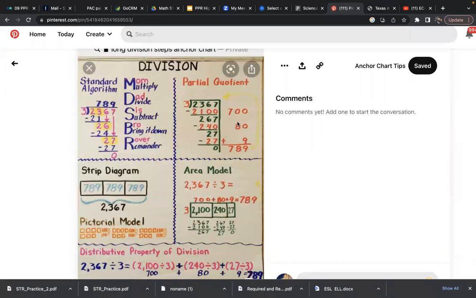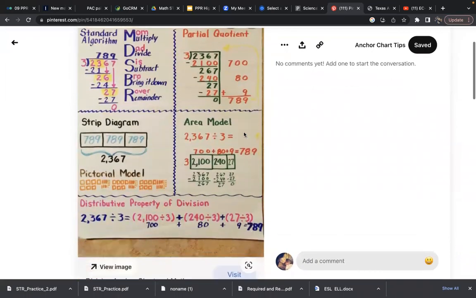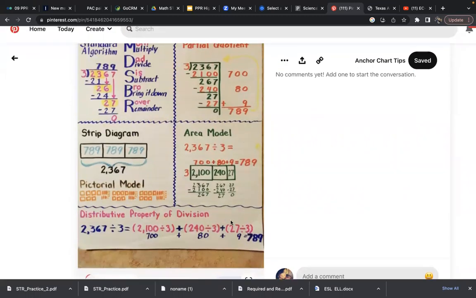Right here, partial quotient. Strip diagram again. Pictorial model, very important. Distributive property of division.